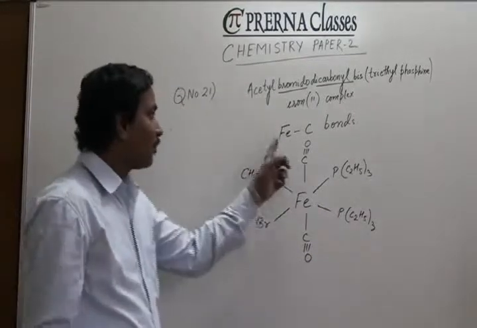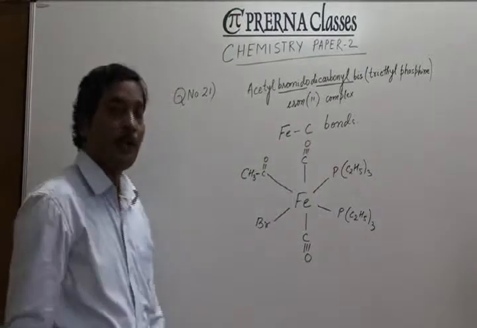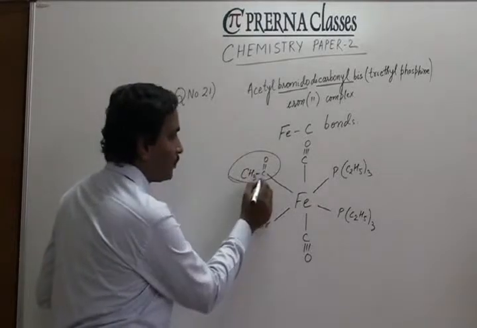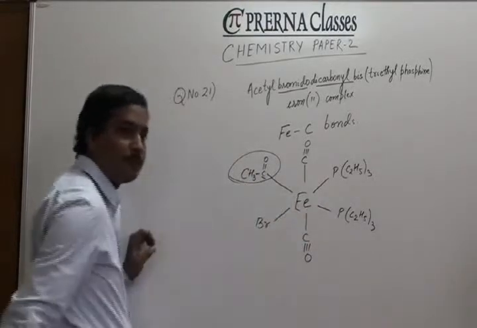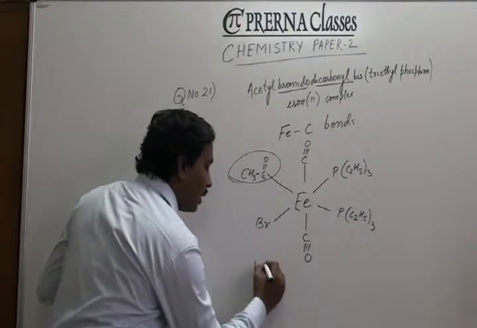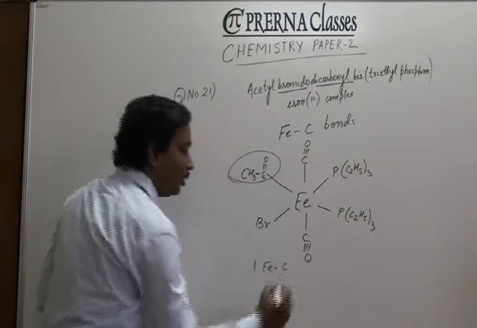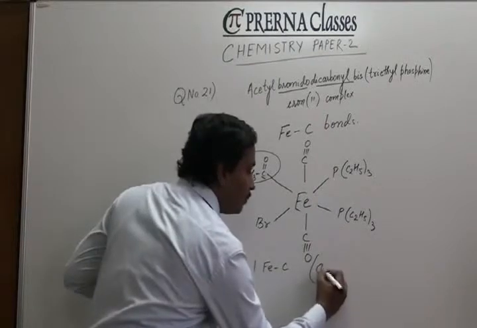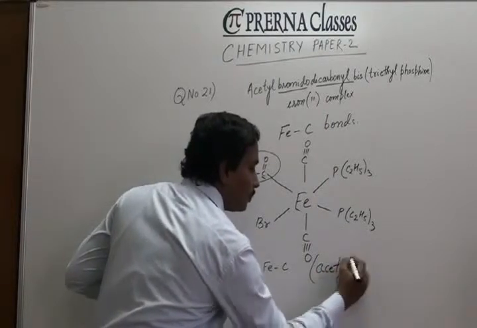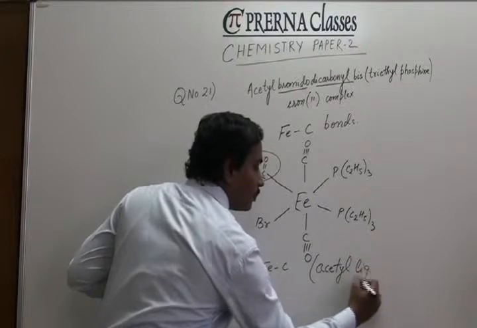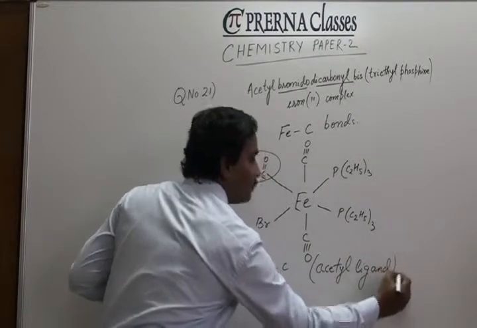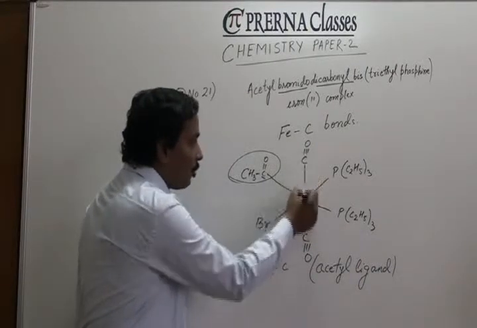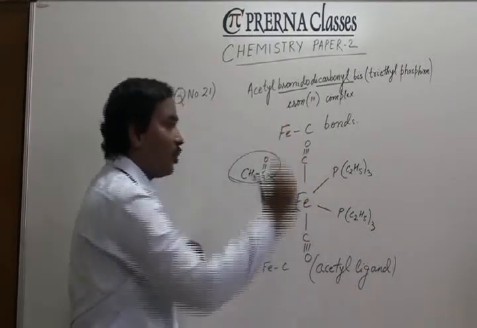Now in this question we have to find the number of Fe-C bonds. In the first, the acetyl group, there is a carbon-iron bond, so we can say there is one Fe-C bond due to the acetyl group. So we can write acetyl ligand. The next iron-carbon bond is between iron and carbon monoxide.